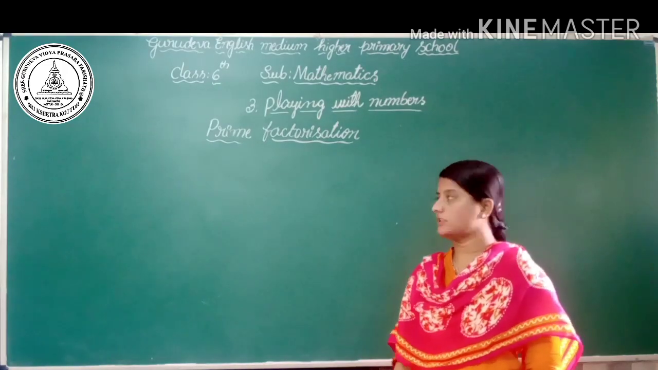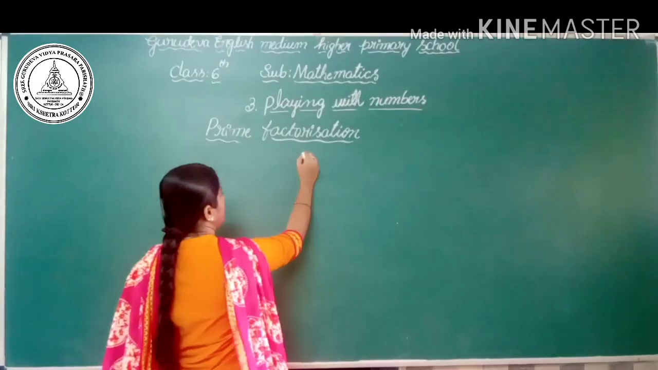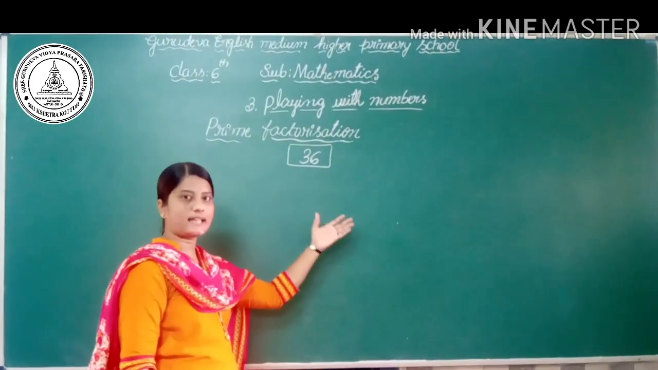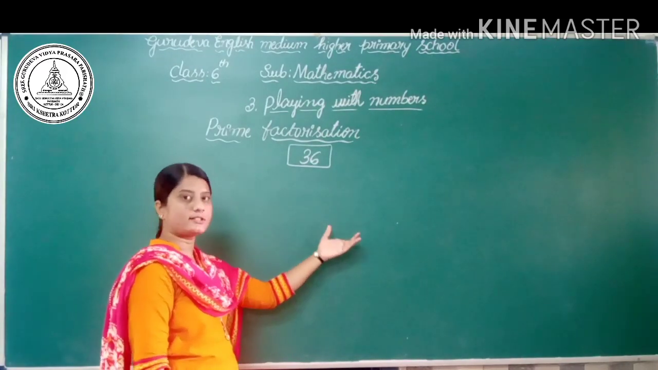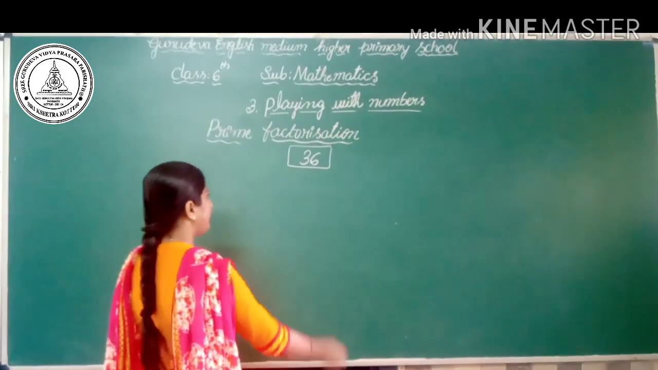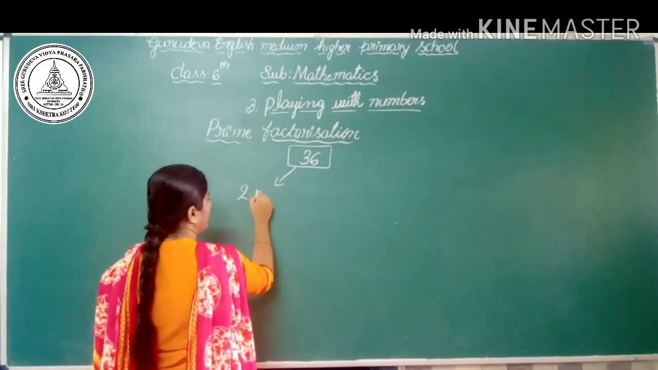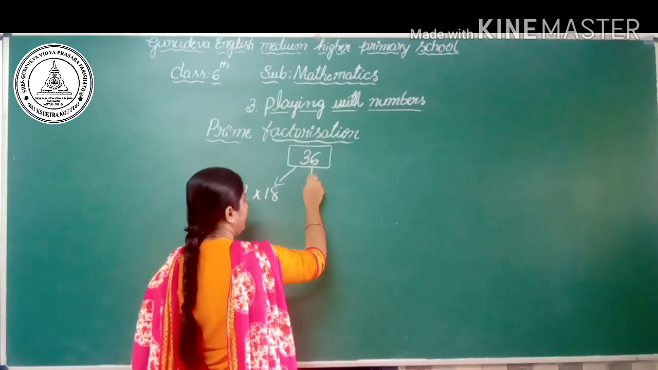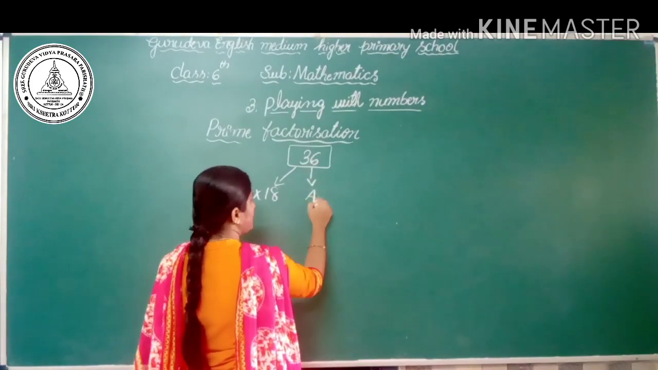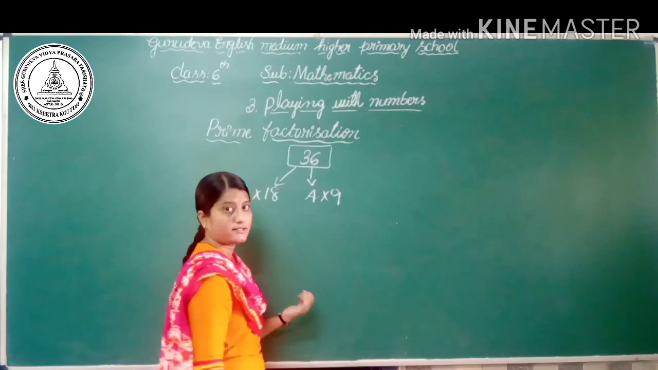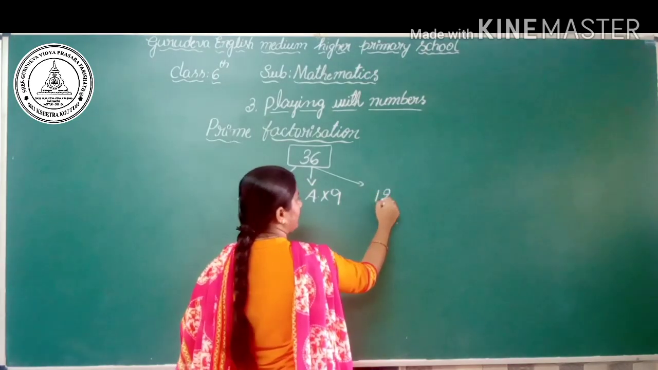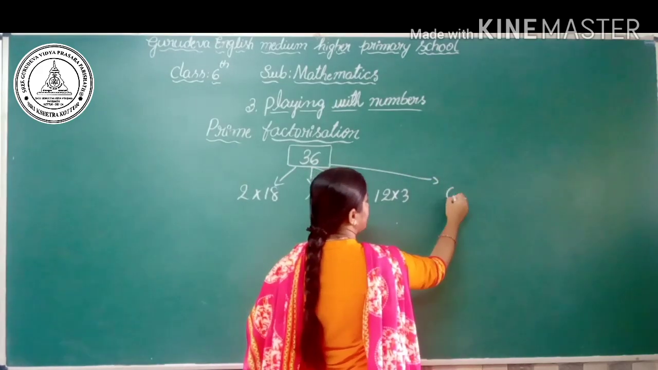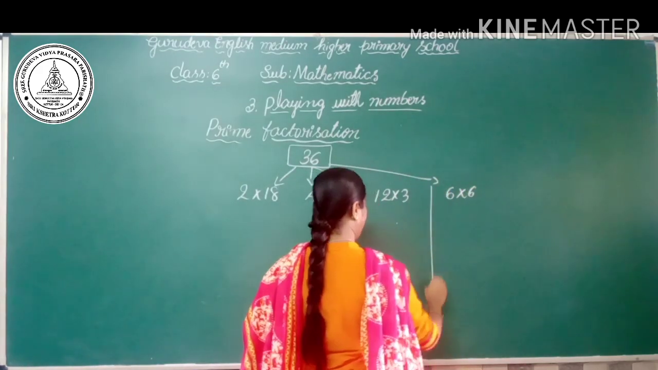For prime factorization, I will take another example. It's 36. So 36 can be expressed as a product of its factors. First I will take 2 into 18 is 36. Then the second one, 4 into 9 is 36. 12 into 3 is 36, and also we can write it as 6 into 6 is 36.